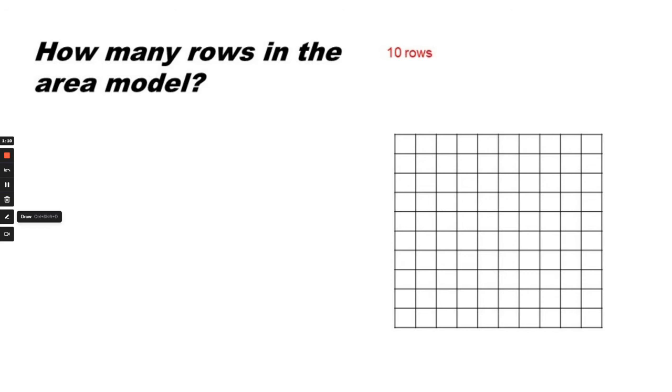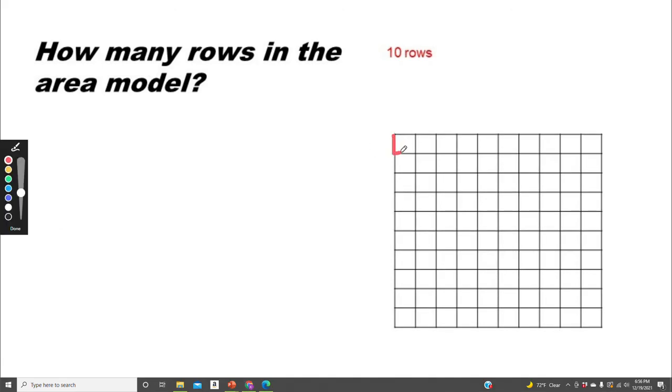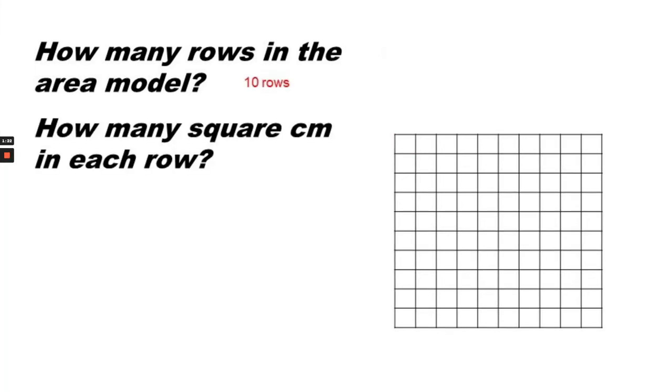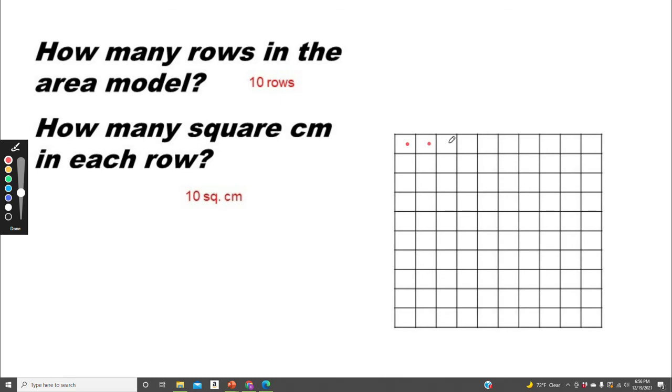If each of these little squares is 1 centimeter, how many centimeters are in each row? There would be 10 square centimeters in each row. So there are 10 rows and there are 10 square centimeters in each row. So 10 rows with 10 in each row.